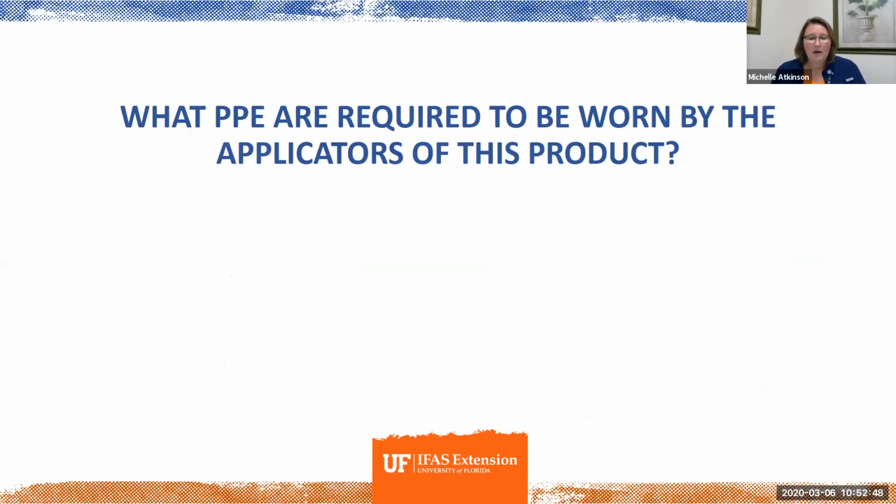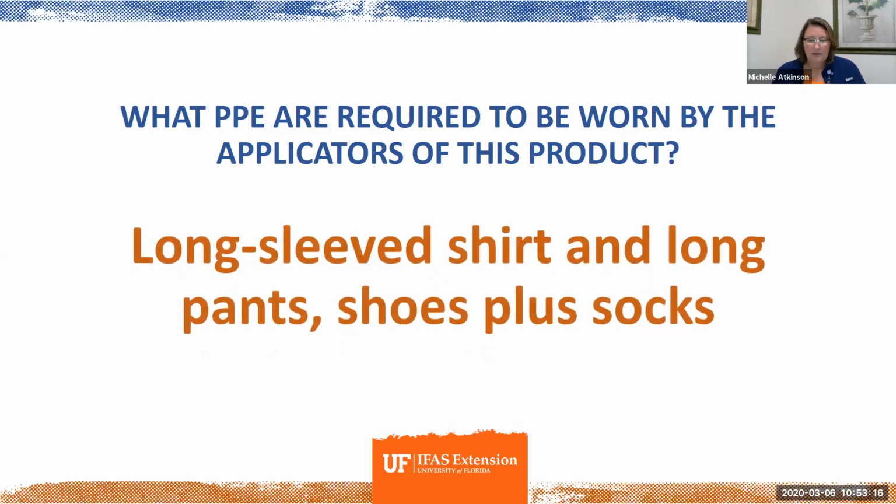What PPE are required to be worn by the applicator of this product? Where do we find that information? If you look on the first page, the second column, you'll see personal protective equipment, PPE, and you can read through that section, and it states a long sleeve shirt, long pants, shoes, and socks. That is a typical caution label minimum requirement. So that seems to always be there.